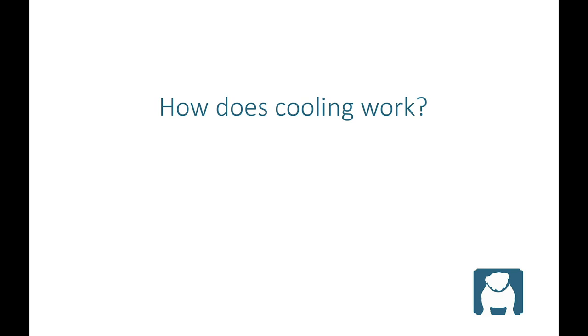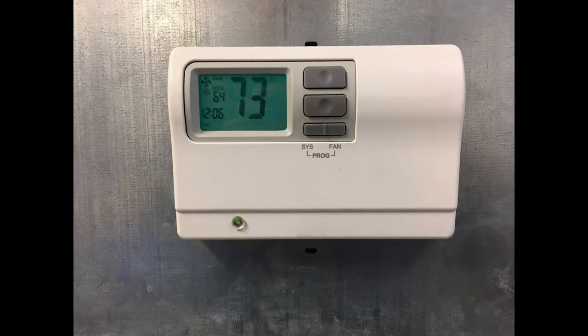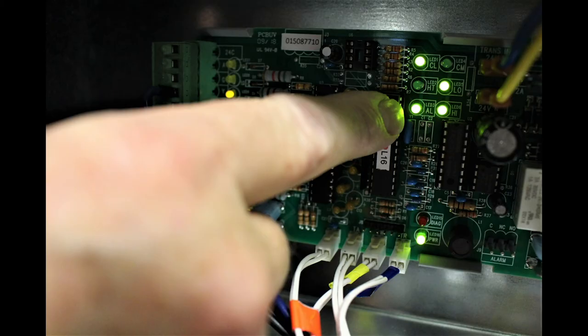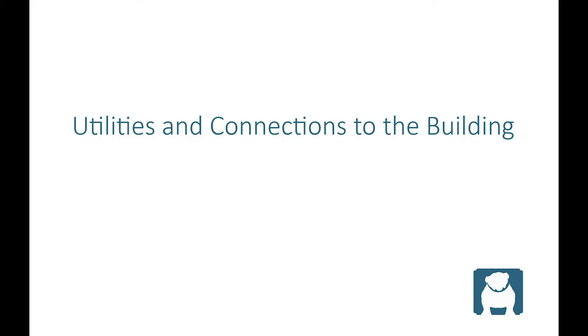How does cooling work? This begins with the thermostat. Set the thermostat for a cooling call and lower the temperature until a cooling call is established. On the circuit board, the CL LED will light, the low fan and high fan LEDs will light, the loop water cooling actuator will open, and after a prescribed time delay, the compressor will come on.